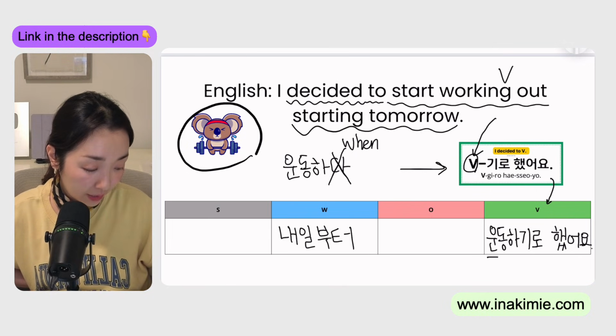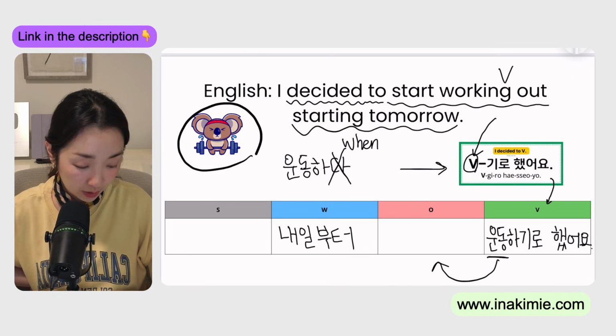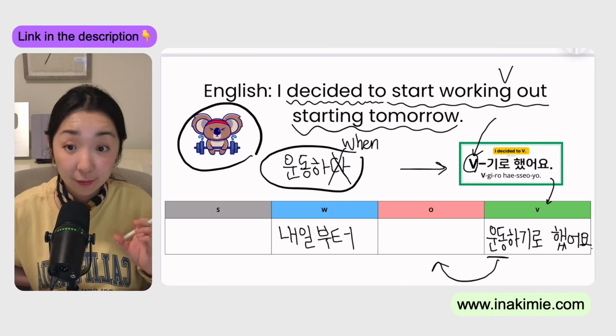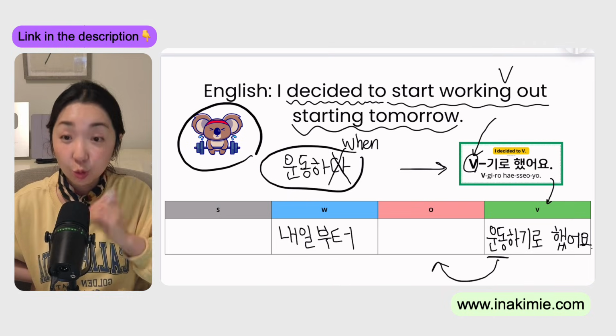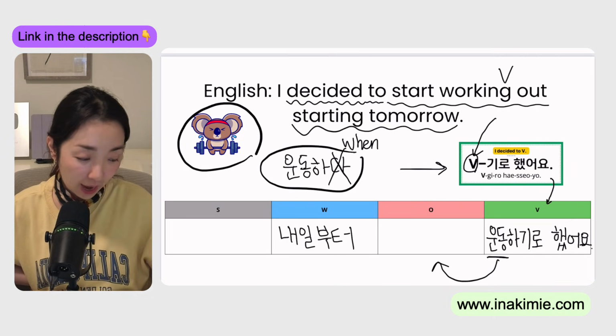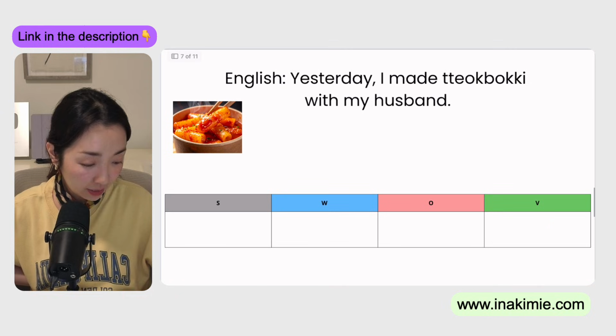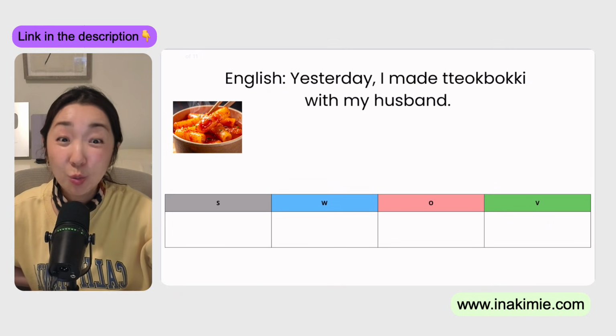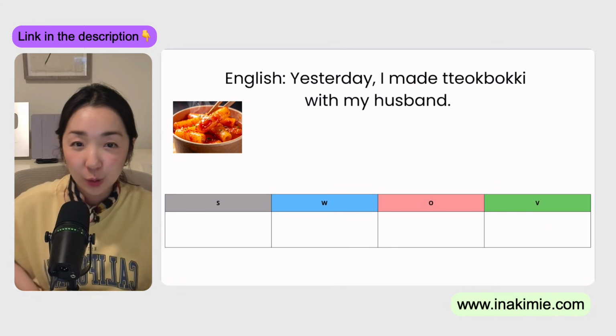Some people probably think 운동 can be the object. You can separate it, but I just wanted to let you know this is a whole verb. It's one verb. 운동하다, to exercise. Okay? Okay, we have two more left. How many minutes have we been on here? 20 minutes already. Wow, time flew by.